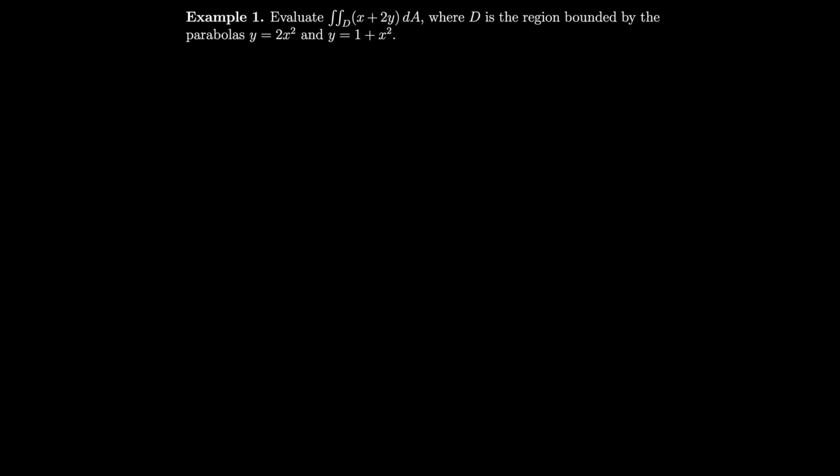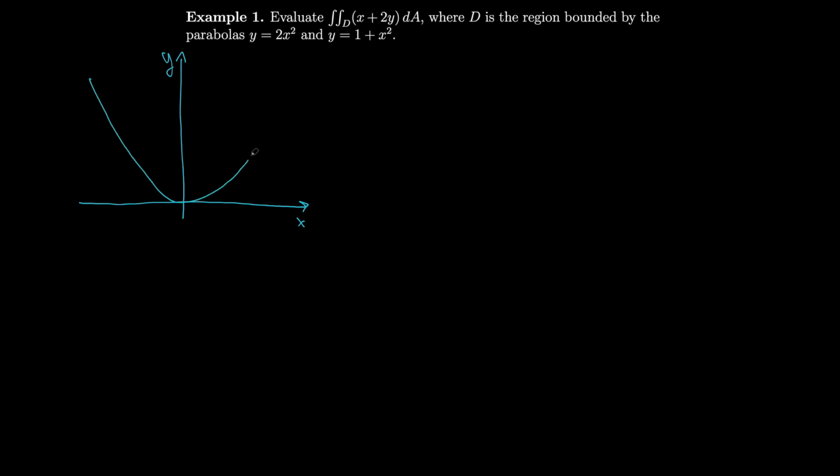Let's evaluate this double integral of x plus 2y dA, where D is the region bounded by these parabolas, y equals 2x squared and y equals 1 plus x squared. As we're always going to want to do, we have to draw our domain D that we want to integrate over. So how about I make this the x-axis, this could be the y-axis.